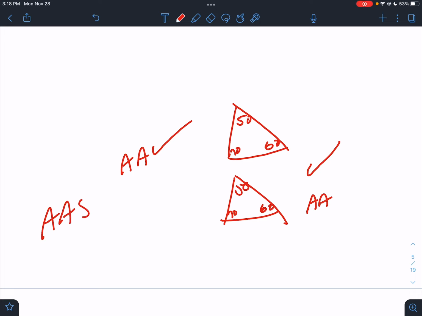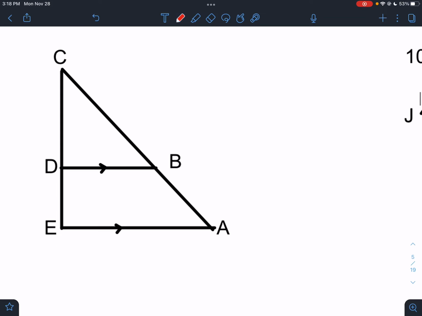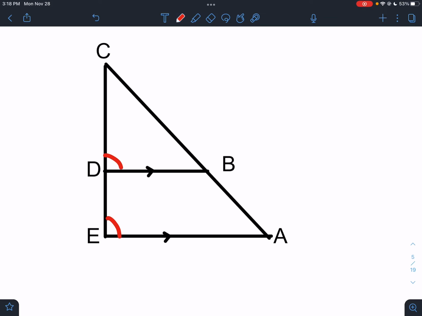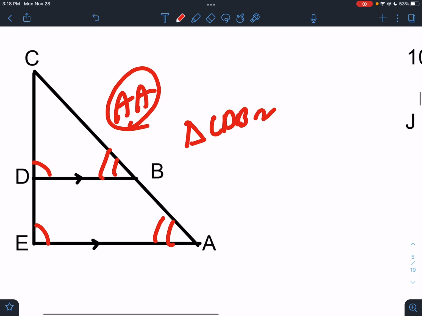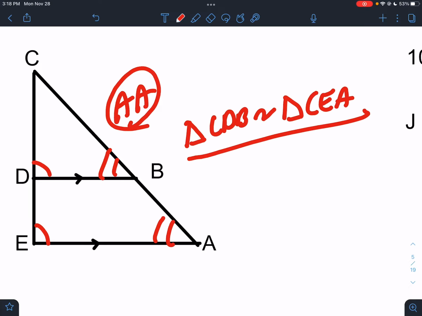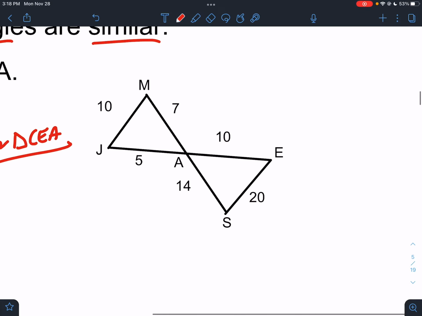So do you need angle, angle, side? No. 2 angles is enough. Do you need angle, side, angle? No. 2 angles is enough. So 2 angles gets you similarity. So like here, if I have parallel lines, corresponding angles are equal. Corresponding angles are equal. The 2 triangles are similar, angle, angle. So we would say triangle CDB is similar, that squiggly means similar to, triangle CEA. Angle, angle.